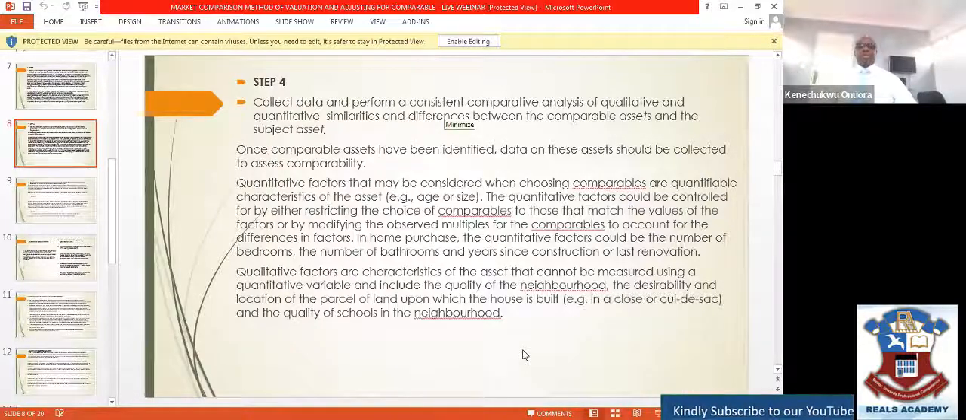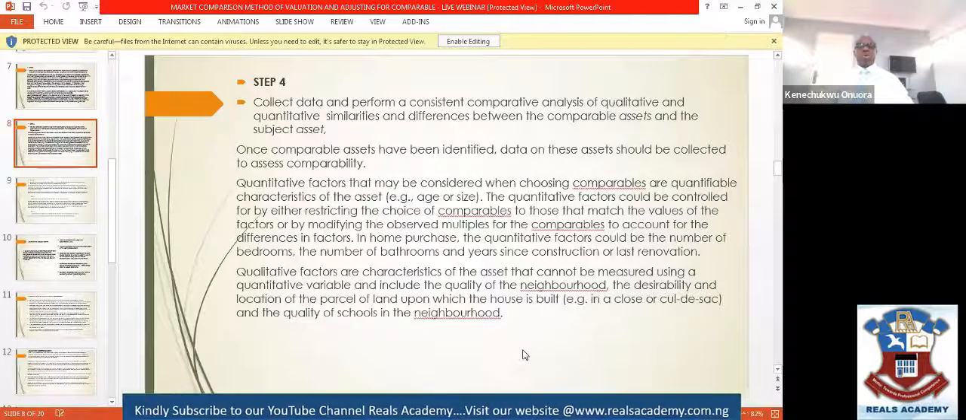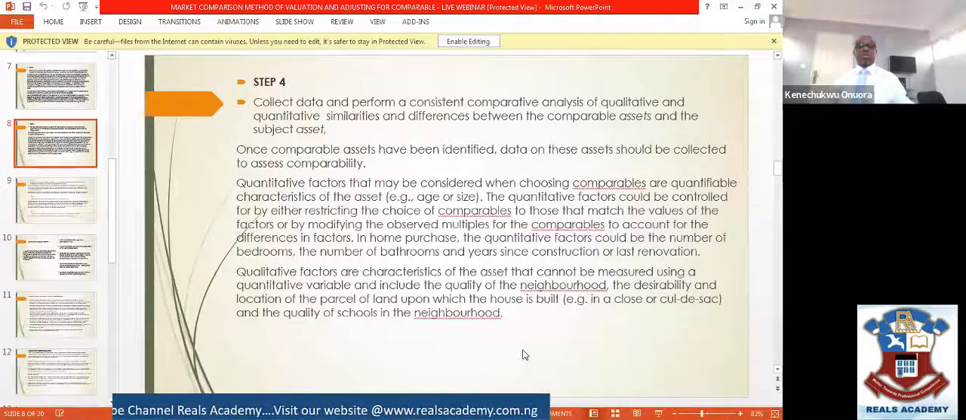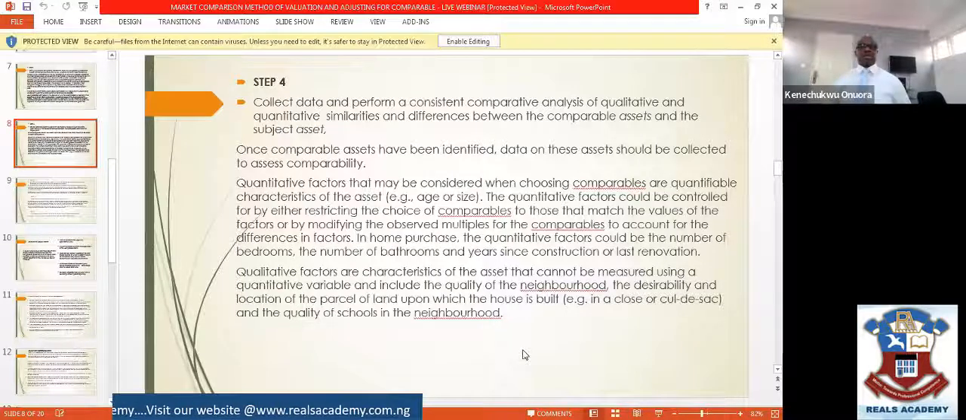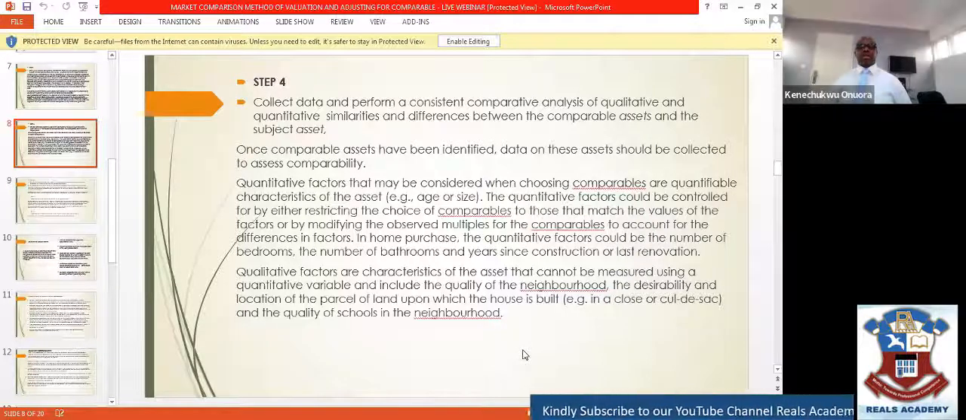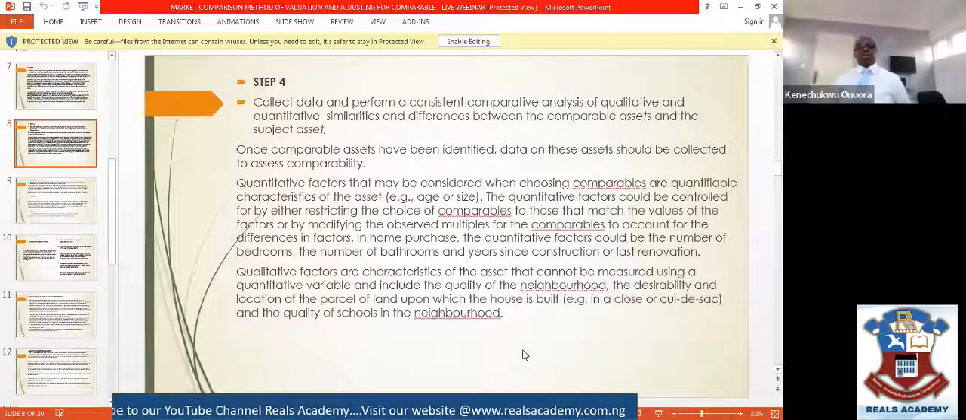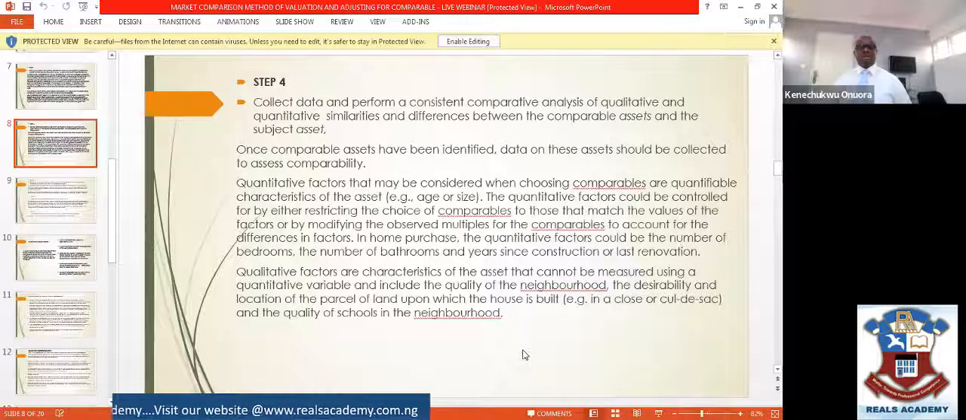Work with actual transactions, properties that are actually being sold, not properties that are up in the market for sale. In a situation where you do not have properties that have already been transacted on and there are properties in the market, there are some other ways; you just use your skills to get information from whoever is selling.